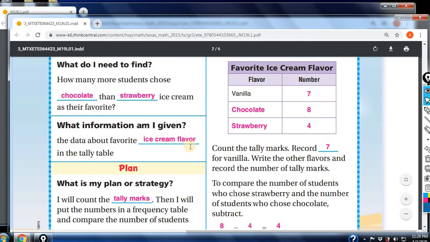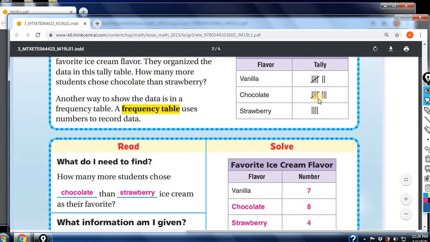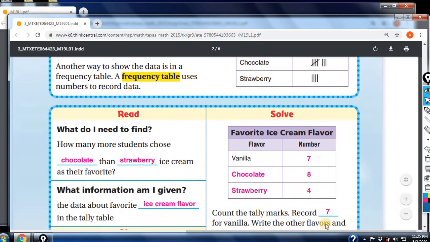And this we already covered here. So for chocolate, we count the tally marks: 5, 6, 7, 8, and that's the number. For strawberry, it's 4. Then we just compare. What are they asking? How many more students chose chocolate? So 8 chose chocolate, 4 chose strawberry.